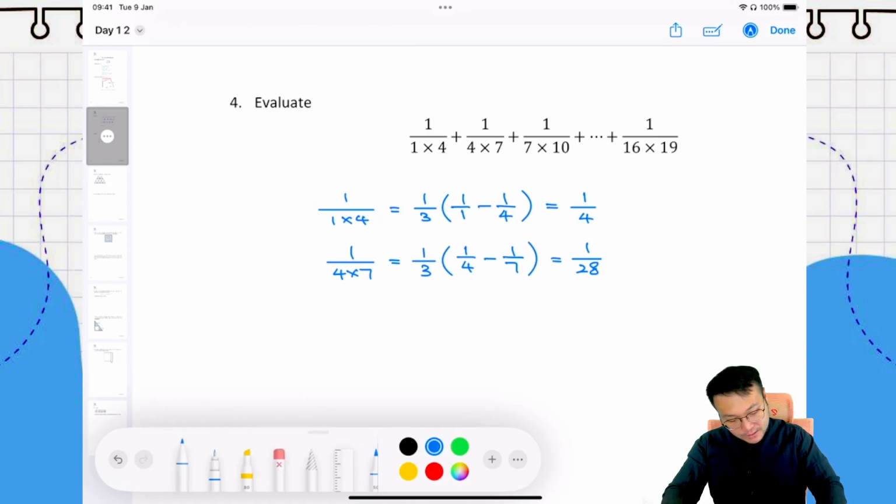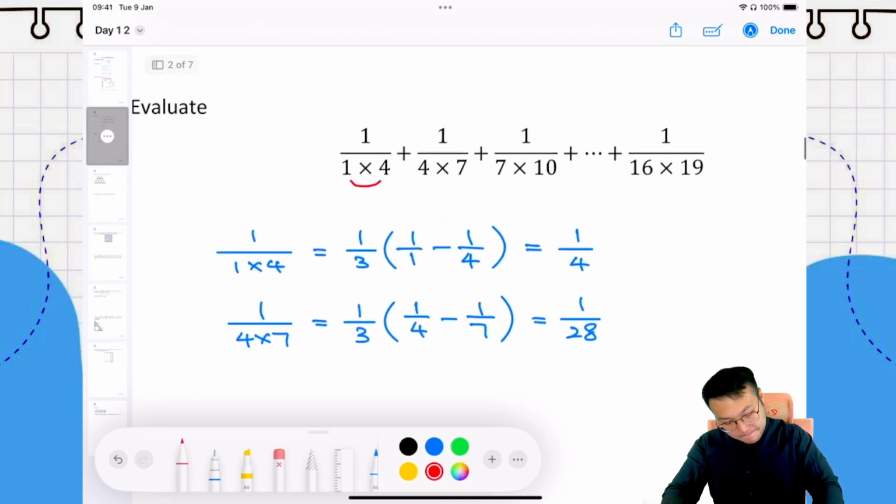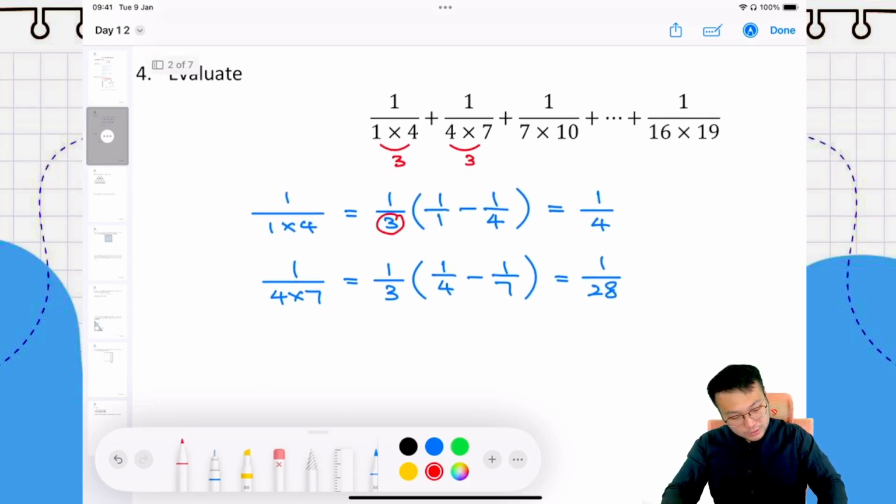So students, what I'm trying to show you is that when you see a number like that, you can rewrite it as 1 over 1 minus 1 over 4. However, you ask yourself, is there a gap? There is a gap between the numbers. The gap is actually 3. If the gap is 3, make sure you divide it by 3 so that you can close up the gap and get the correct answer.